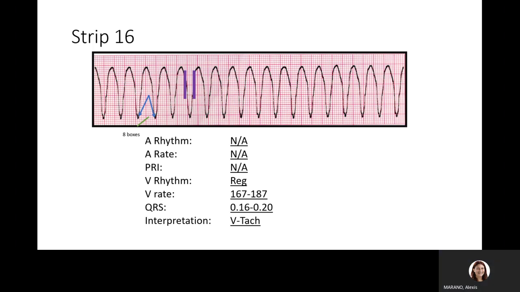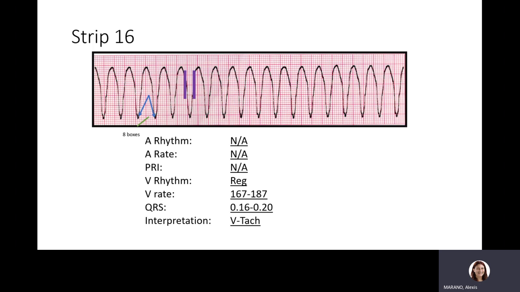Strip 16. Alrighty, so let's take a look at this for strip 16. Atrial rhythm, we see no viable activity. PRI, no activity. But ventricular rhythm, we do see a wide QRS. They do march out, giving it regular. Your rate, you're going to count 8 small boxes, giving us a rate of 167 to 187. QRS, we're going to measure it from here to here, 0.16 to 0.20. This is going to be interpreted as VTAC.